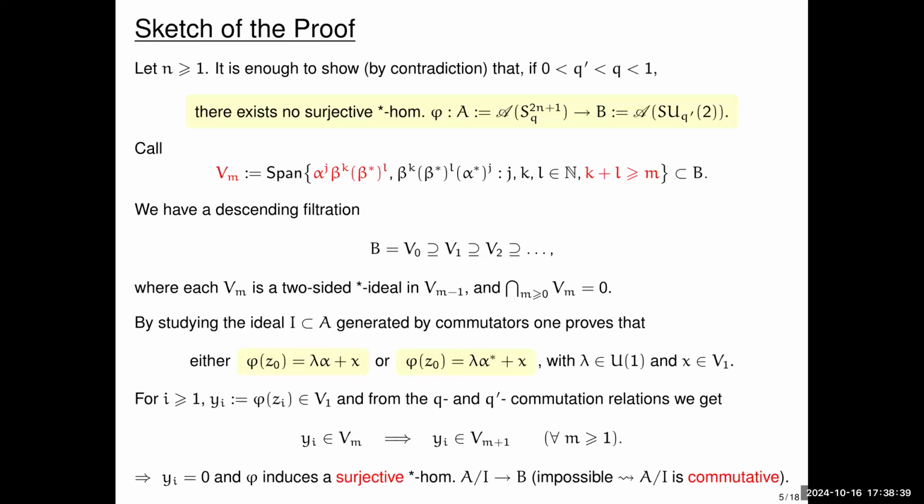Why is the intersection of all these ideals 0? Well, because an element is in V_m only if it has non-zero coefficients multiplying monomials with k plus l greater or equal than m. When m becomes bigger and bigger, all of the monomials of degree less than m should have 0 coefficient. When m goes to infinity, it means that all coefficients in this basis are 0. This is the linear basis of B as a complex vector space.